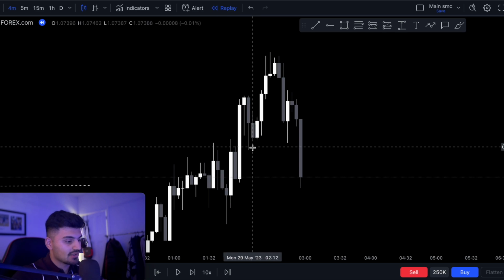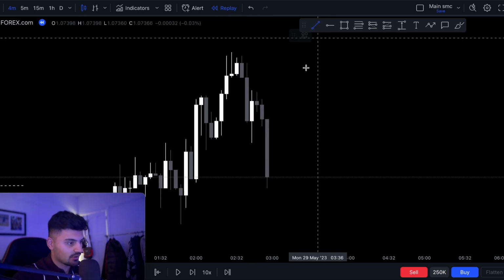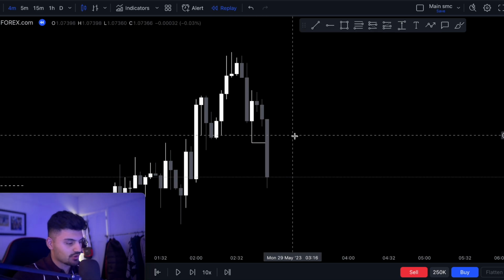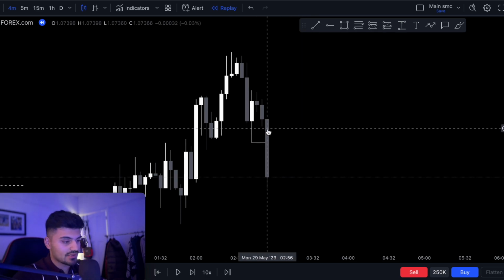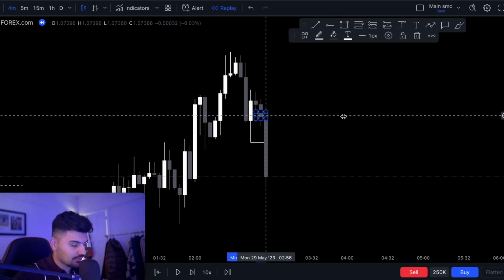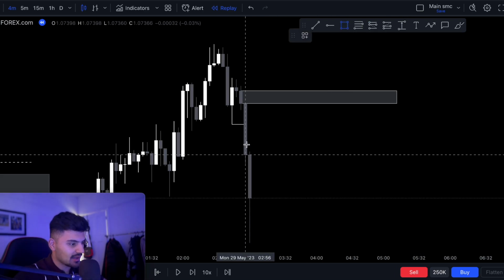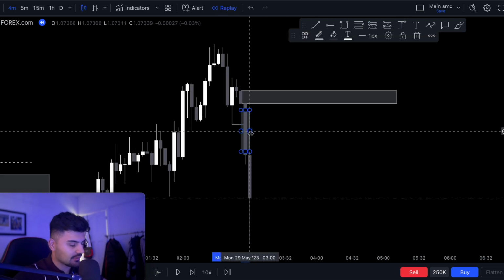So this low, these are equal lows, so there's not actually a swing low. But this, however, is a swing low. So we can draw a break in market structure right there. And now all I'm looking for is a fair value gap. So as you can see, there is one here. So you can put your entry right there. And also there's a massive fair value gap formed right there.